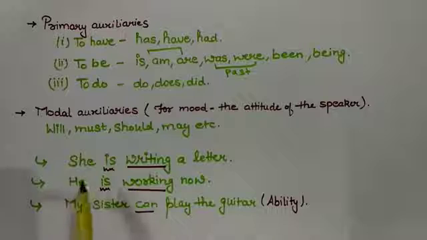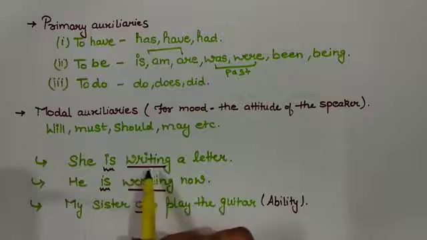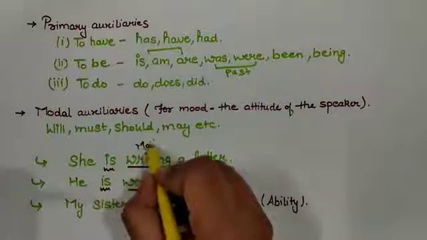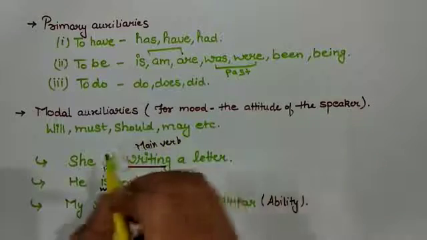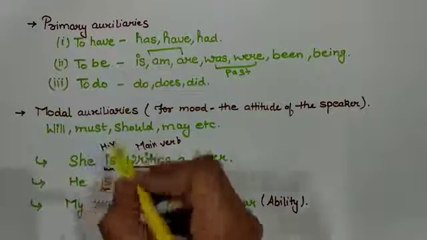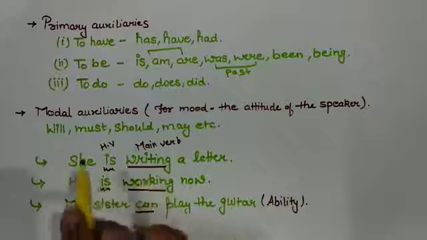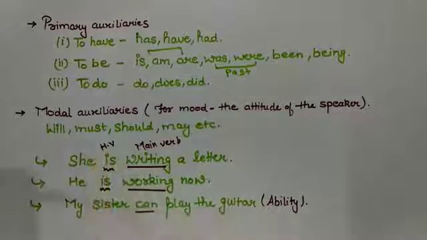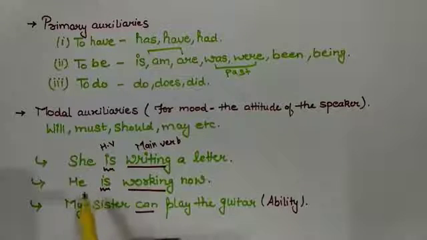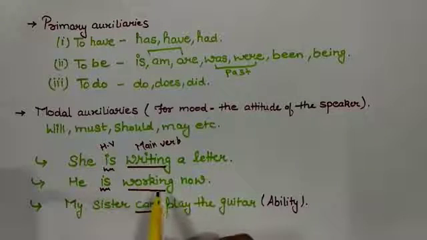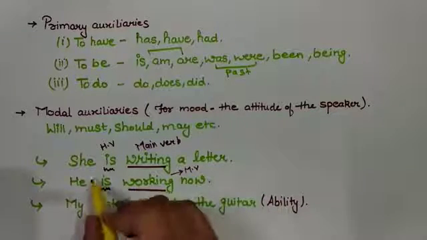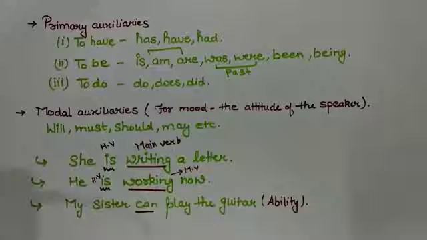Like, she is writing a letter. In this sentence, writing is the main verb and is is the helping verb. Can you see? Writing is the main verb and is is supporting this writing, acting as a helping verb. Again in the sentence, he is working now. Working is the main verb and is is acting as a helping verb.